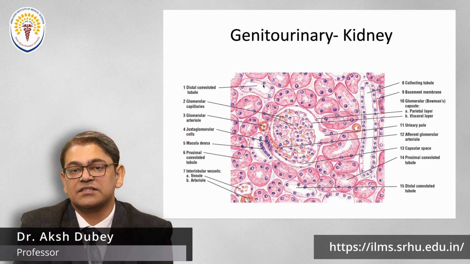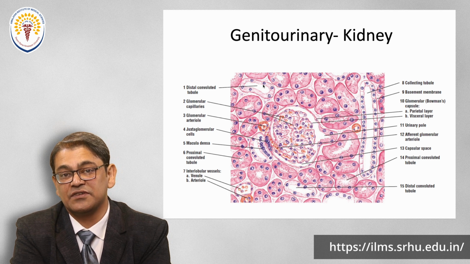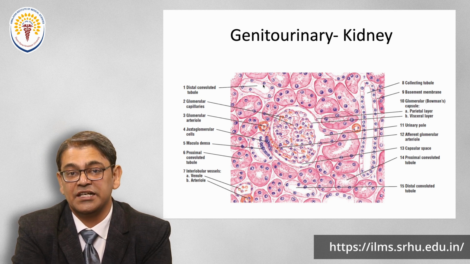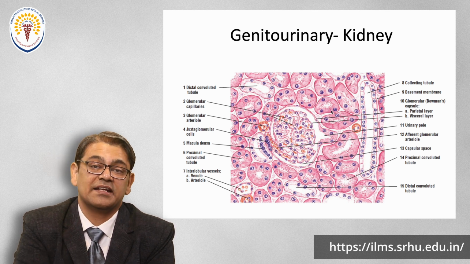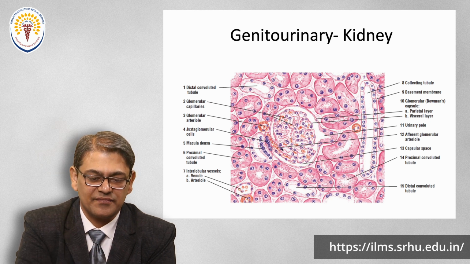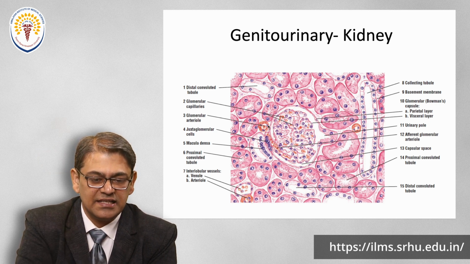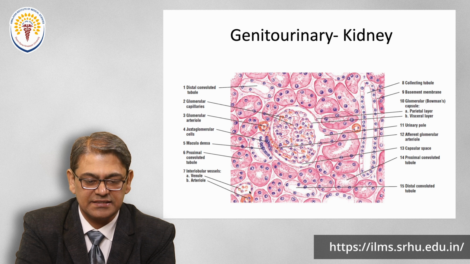Think about that: what is the function of the proximal convoluted tubule and what is the function of the distal convoluted tubule? If you correlate this function with these microvilli structures, then you can clearly interpret why these structures are present here, right? Then we see another arteriole present over here.